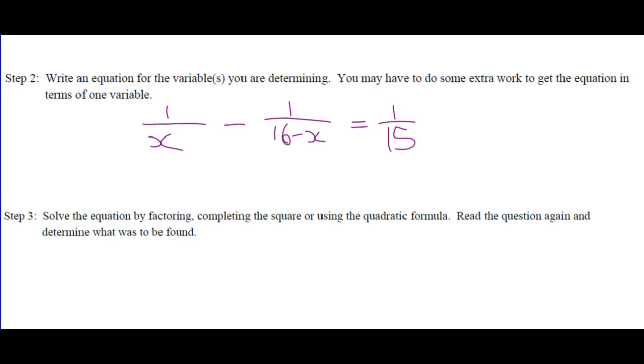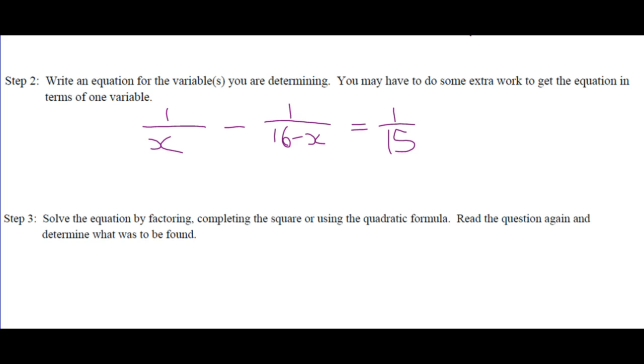Well, we actually have to get an equation. So write an equation; you may have to do some extra work to get the equation in terms of one variable. So we've got the equation in terms of one variable. Right? So here we could state restrictions, right? What can't x be?